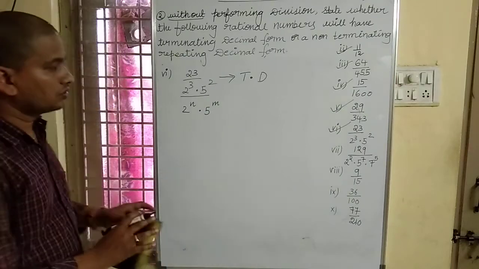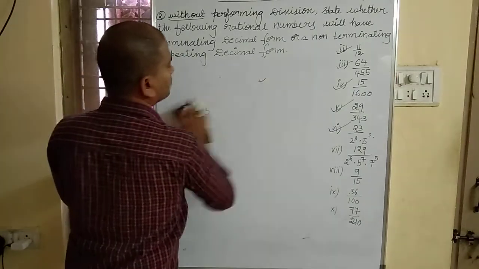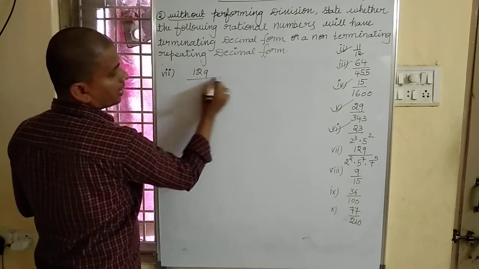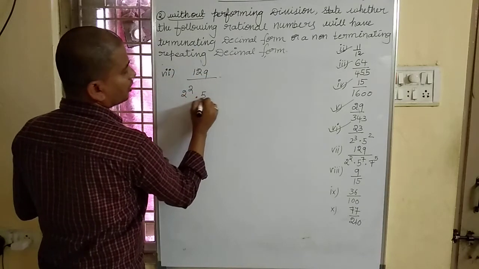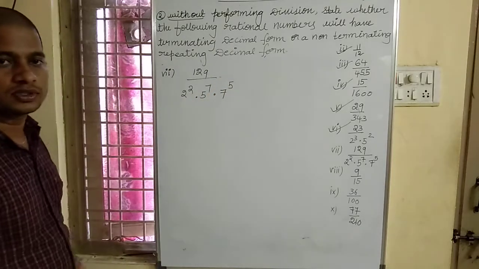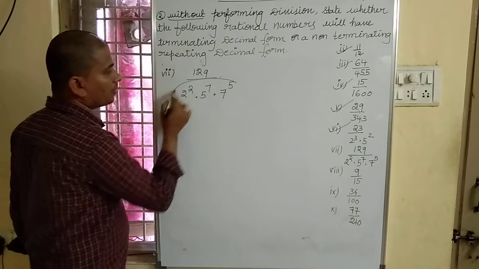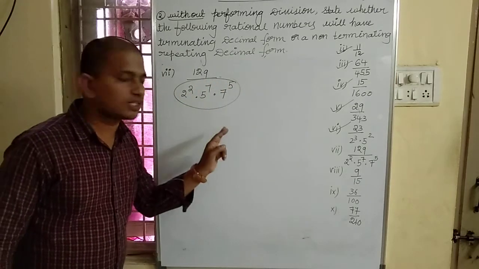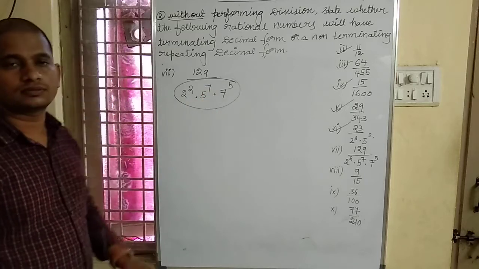Okay. Now coming to the seventh question. What is our seventh question? 129 by 2 square into 5 over 7 into 7 over 5. Observe here, students. What is the denominator here? The denominator is 2 square into 5 over 7 into 7 over 5.